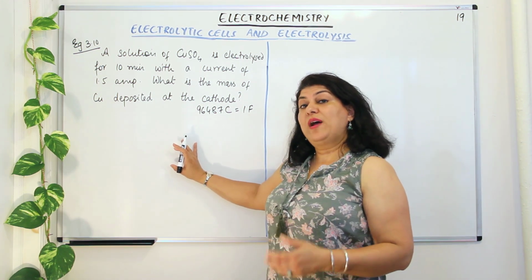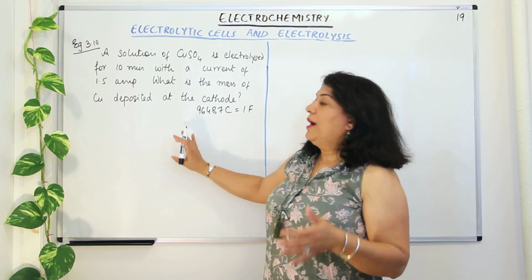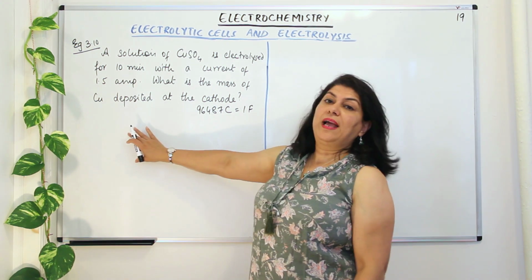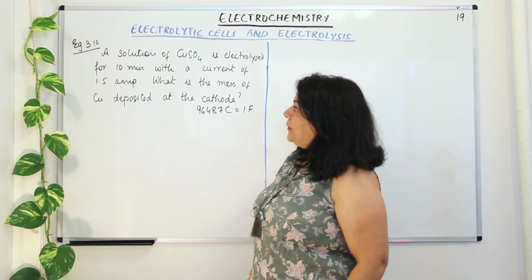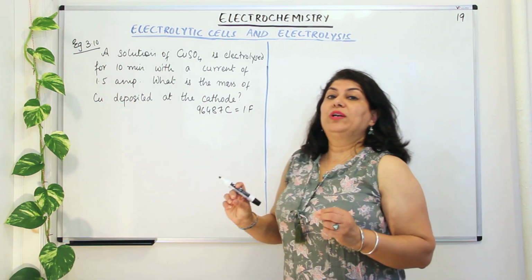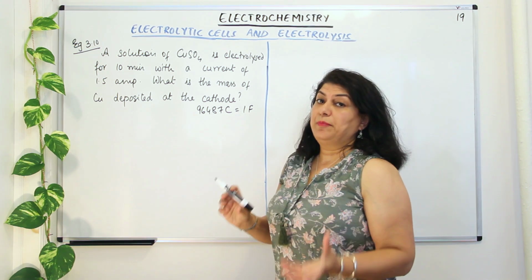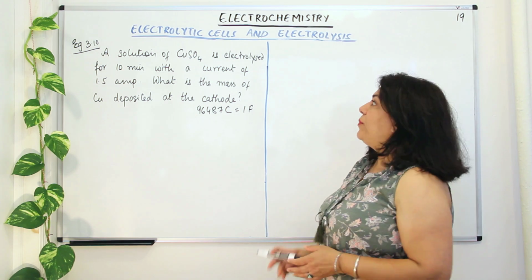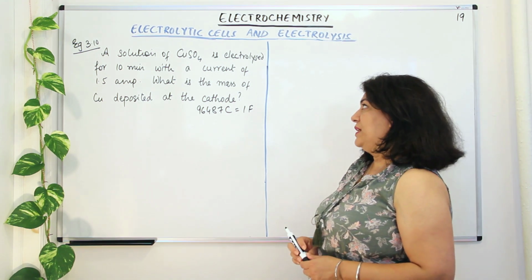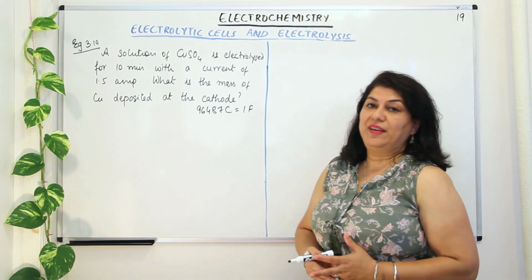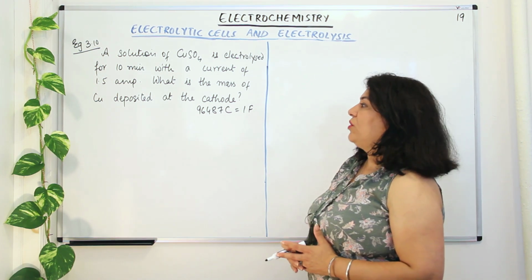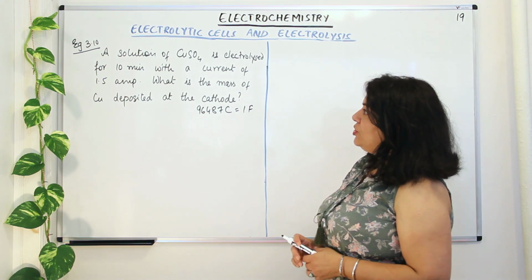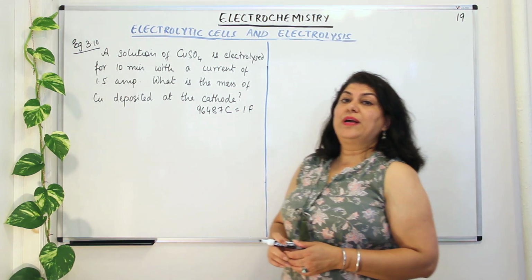Before I proceed with the topic further, I would like to solve a few numerical problems based on Faraday's laws and how to calculate the amount of electric current. So this is question 3.10, the solved example of your textbook, example 3.10, and the question reads: a solution of copper sulfate is electrolyzed for 10 minutes with a current of 1.5 amperes. What is the mass of the copper deposited at the cathode?